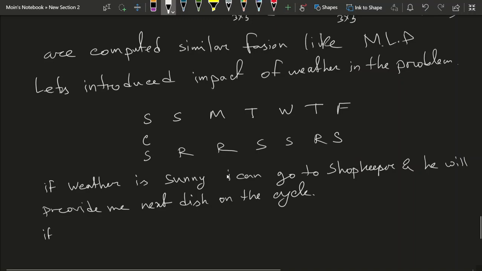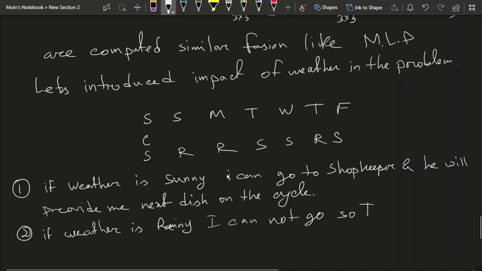If the weather is rainy, I cannot go. So I have to eat the previous dish. So I have to have the previous dish.